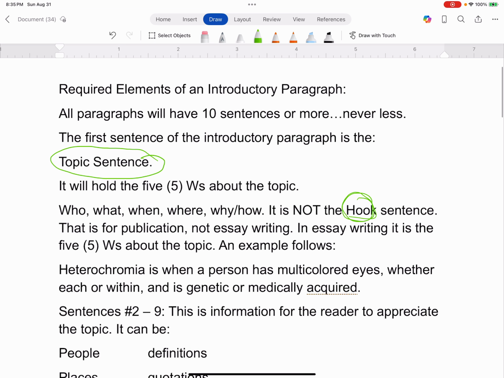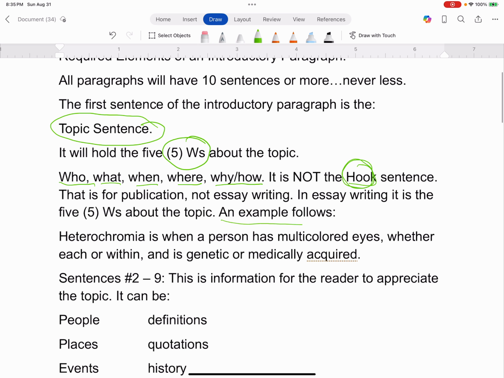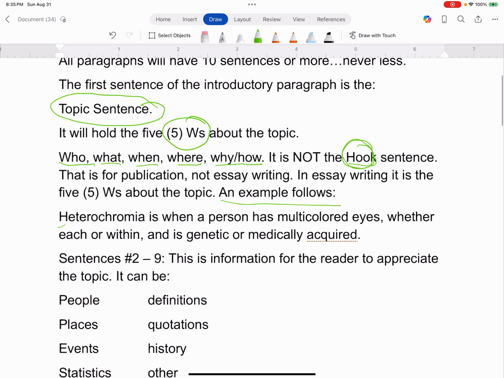And it should hold the 5 W's. The 5 W's are who, what, when, where, why, and how about the topic. And it's all in one sentence and it flows. So an example follows. Heterochromia is when a person has multicolored eyes, whether each or within, and is genetically or medically acquired.